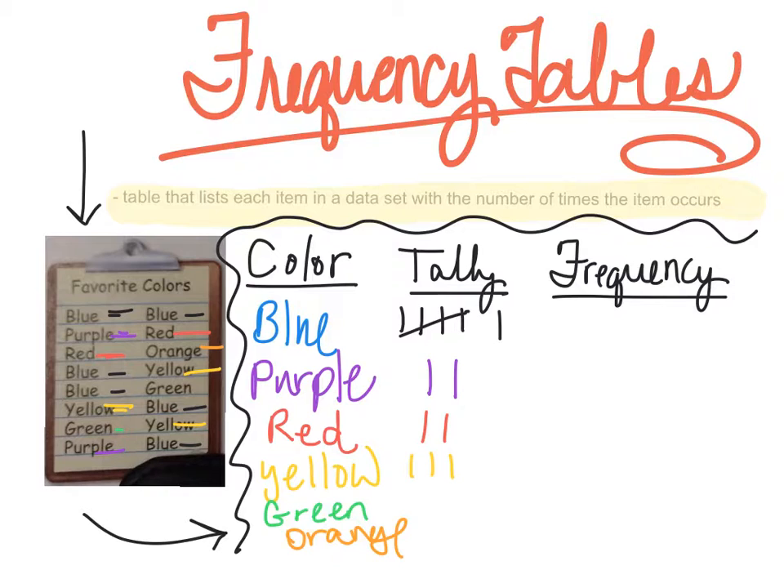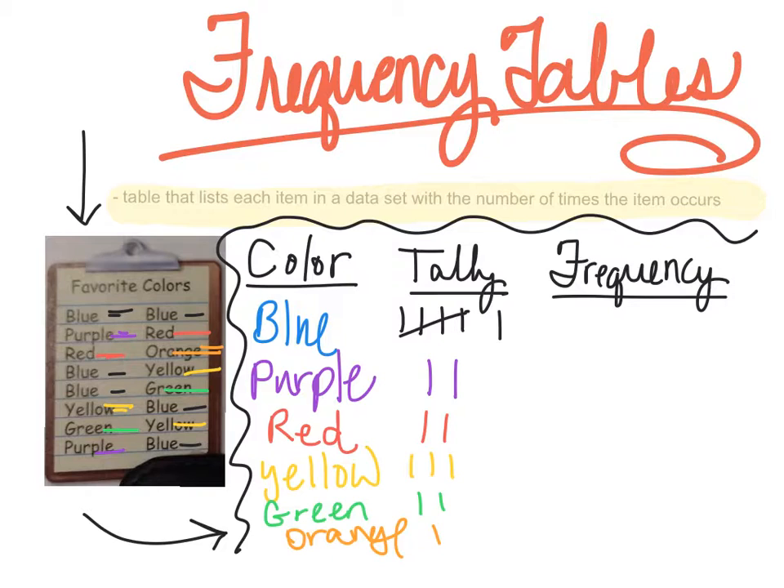Same thing for green. 1, 2. Same thing for orange. You got to get all the data in your chart. 1. Alright, just 1 orange.